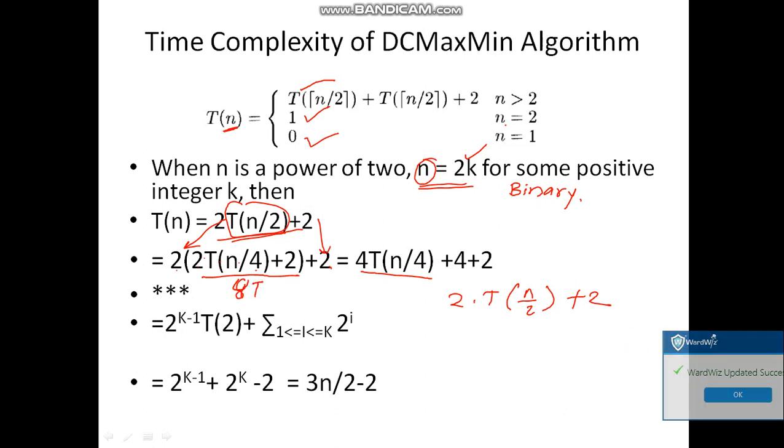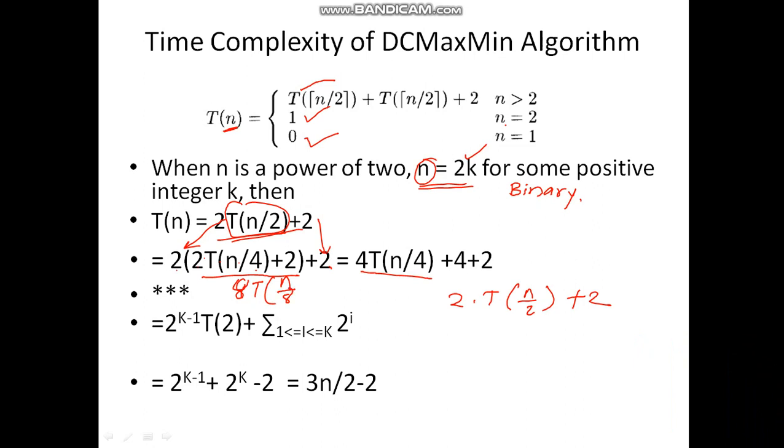8t of n by 8 plus 8 plus 4 plus 2. So if I do it for k times, if I do it for the first time, I will rewrite this one: it is 2 raised to 1 into t of n by 2 raised to 1 plus, it is not a summation of 2 raised to 1, but it is just 2 raised to 1.